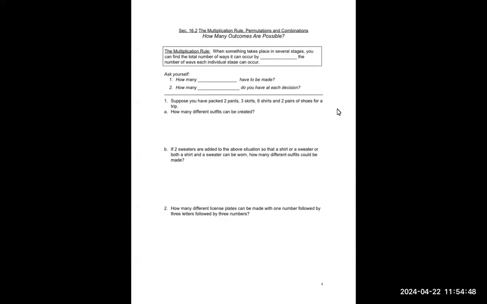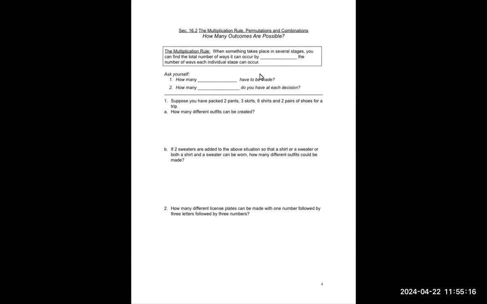for multiple events that happen. So we saw earlier, in 6.1, there was a chairman, and we had to choose a chairman, and we also had to choose a treasurer. So one quick way to find out how many different ways there are to do that is by using this multiplication rule.